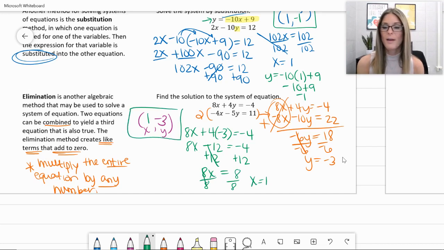The ordered pair that both of those equations have in common is 1, -3. I'm going to plug in 1 for x, -3 for y. It would make both of these equations true. So there is my answer using the elimination method.